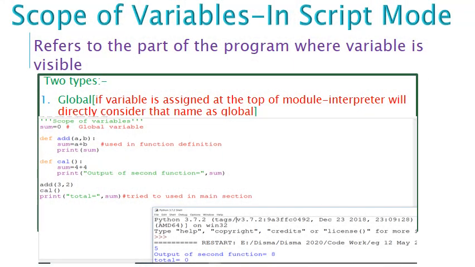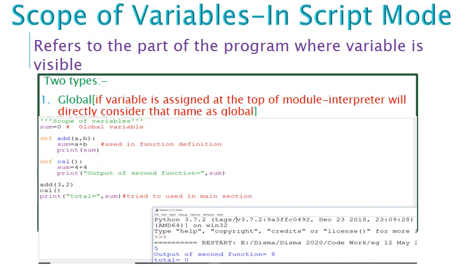Next topic which you are going to see is scope of variables. It refers to the part of the program where that variable is available or visible. There are two types of variable scope. One is global, another one is local.